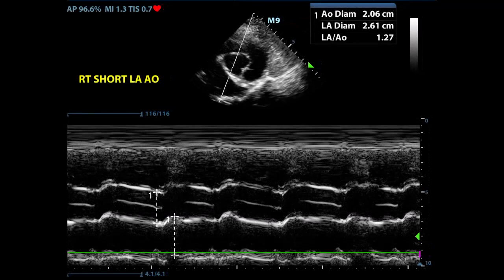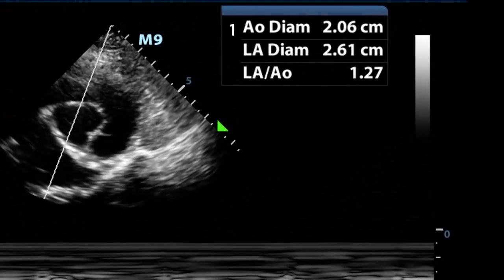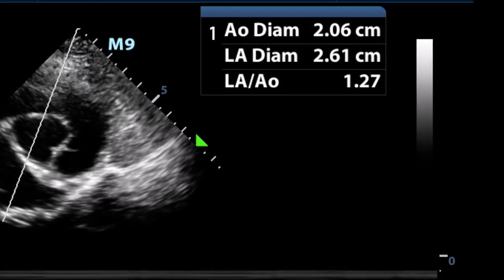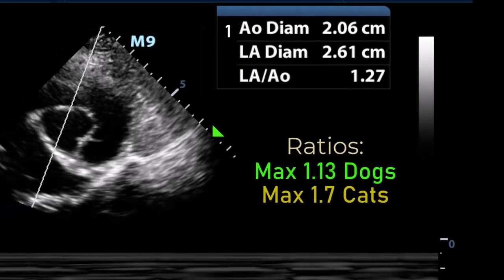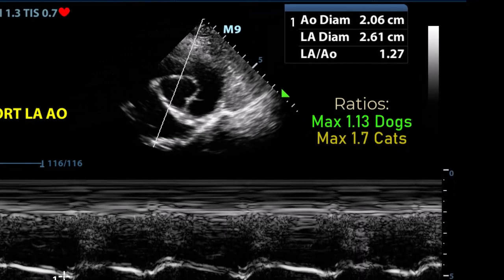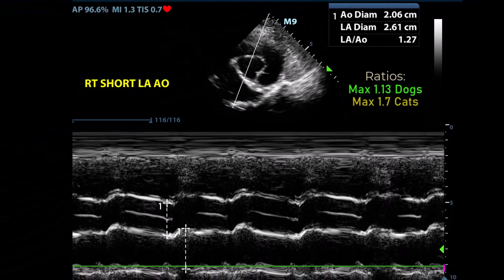The aortic diameter and left atrium are measured in this image. The ultrasound machine automatically calculates a ratio of left atrial to aortic diameters. Ratios exceeding 1.13 in dogs and 1.7 in cats suggest left atrial enlargement. Borderline measurements, like 1.14 for a dog or 1.8 for a cat, are probably normal.